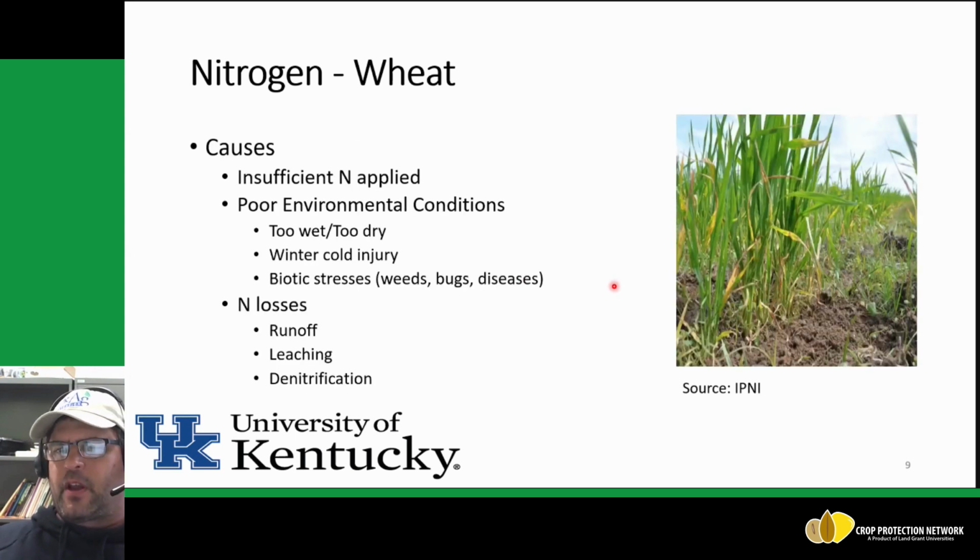We're going to repeat a lot of these things, but it always helps to hear it a lot. So what can cause nitrogen deficiency in wheat? Well, not applying enough, poor environmental conditions, it's too wet, too dry. We can have some winter cold injury, so it's just not able to function quite as well. And then these same biotic stresses, weeds, bugs, diseases, things that actually hurt the overall health of the plant. And then back to the nitrogen losses: runoff, leaching, and denitrification.